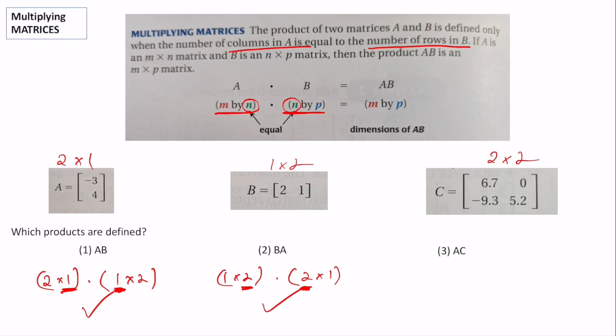However, in 3, A times C, we would have a 2 by 1, and we would be trying to multiply that by a 2 by 2. And notice the number of columns of the first one does not match the number of rows of the second. And so we could not multiply that. That's not going to make much sense right now, but keep that in mind. We're going to do an example on the next slide, and then it'll start to click why we can only multiply certain matrices by other certain matrices.